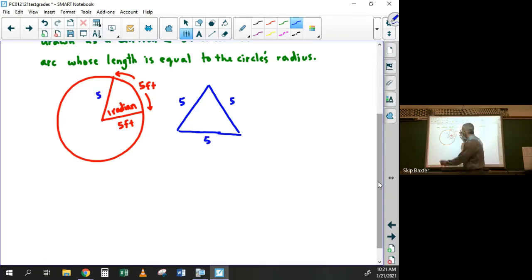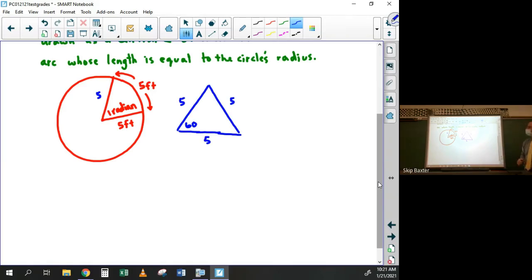It's an equilateral triangle, except I took one side and I bent it. If I take this side and bend it so that it ends up being curved, but I don't change its length at all, this angle would have to get a little smaller, right? Right now the angle is 60, but if I bend that side so it bows out a little bit, then it would have to be less than 60. So you could think of a radian as a little less than 60 degrees.